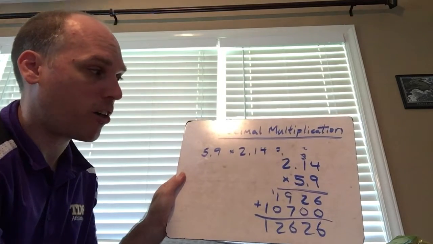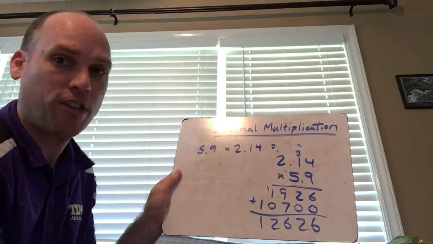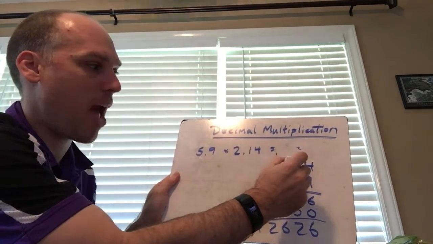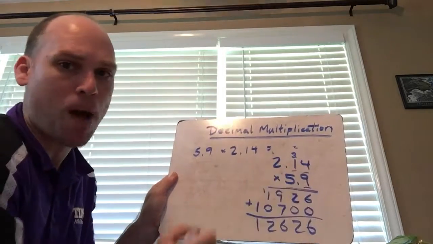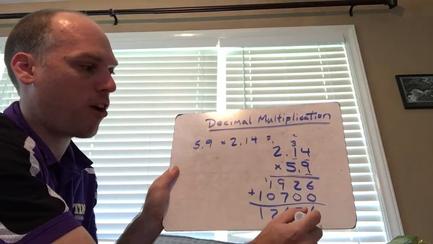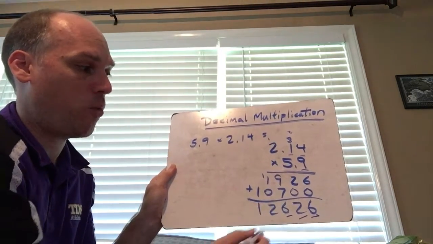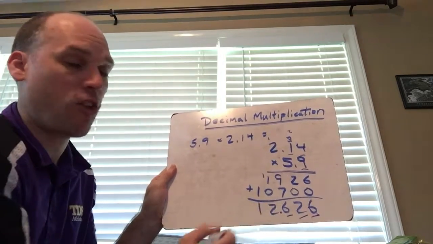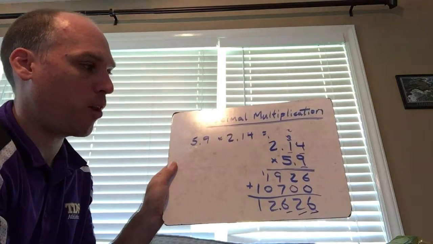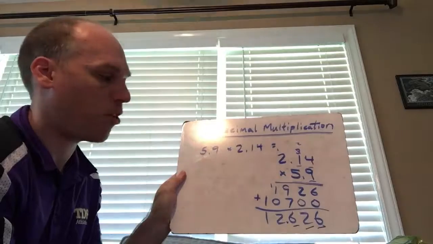If it's a little bit harder to estimate, then there is another way you can figure out where the decimal goes, and that's to count the numbers after the decimal in the problem. 1, 2, 3. And there are that many numbers after the decimal in your answer. 1, 2, 3. And that does always work, and that's a great strategy for determining where to put the decimal in difficult decimal multiplication problems.